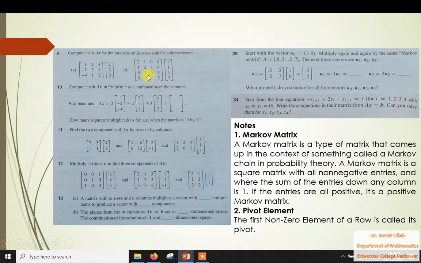Similarly, this is row number 4. In row 4, this is 0, this is 0, and this is non-zero, so the first non-zero element is 1, so the pivot of row 4 is 1. So that is the story of the pivot element.